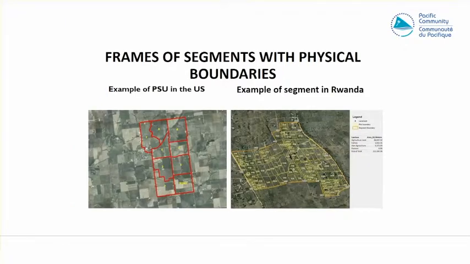Okay. So these are just some examples of different enumeration areas that are further subdivided into smaller sampling units. Again, at this point, I think we're all pretty confident in our ability to delineate these boundaries.